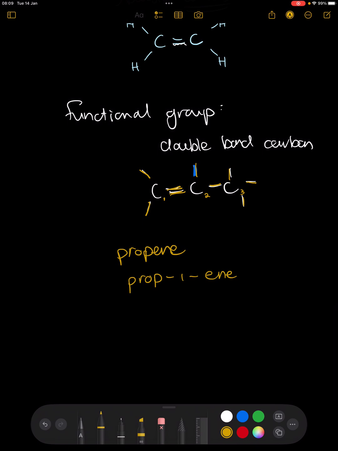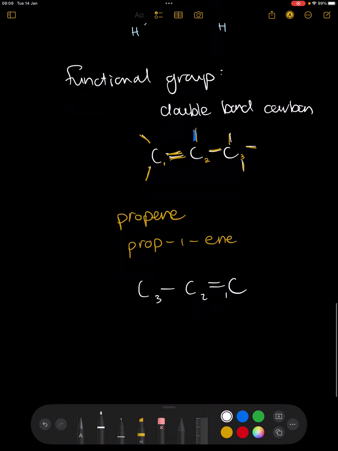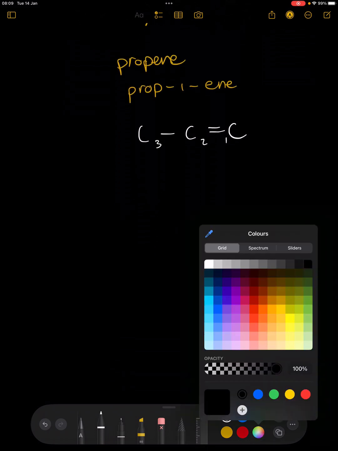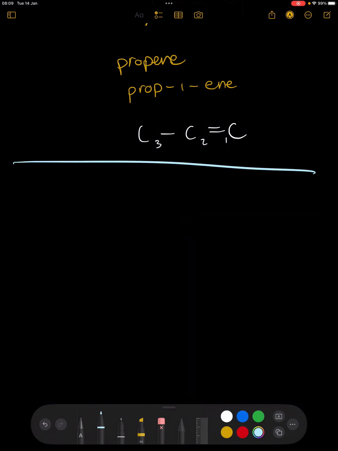All right. In this case, it wouldn't really have made that much of a difference, because if it had looked like this and I started numbering it from this side, it would still give me the exact same answer. But we'll have a look at the naming in just a second. Today is just to have a look at all the different functional groups and the homologous series that we have. All right, that brings me to the third homologous series that we have, and that is alcohols.